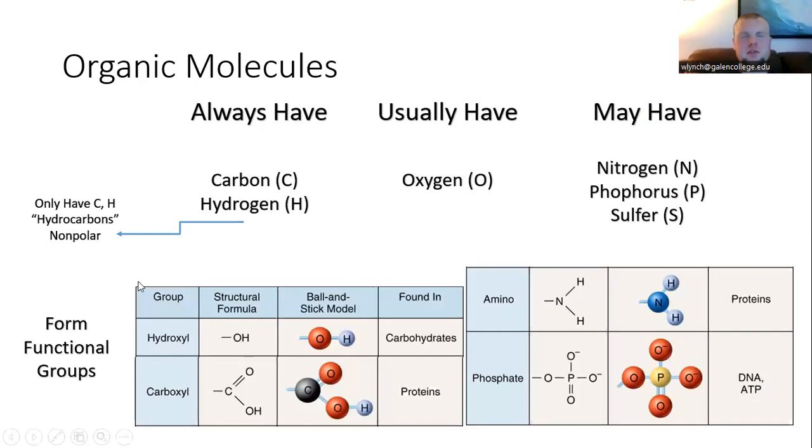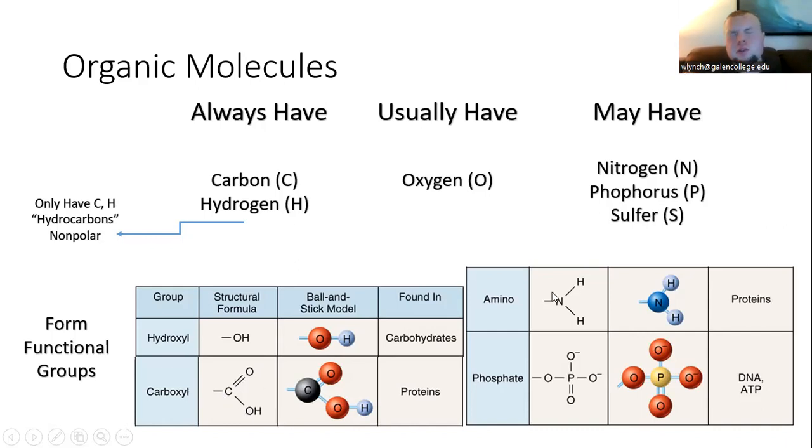So here are the functional groups that we normally find. The functional group in a carbohydrate is going to be the hydroxyl group. This is a chemical formula of an oxygen and a hydrogen together, or OH. And a carboxyl group, normally found in proteins, is going to be a carbon double bonded to an oxygen and single bonded to a hydroxyl.